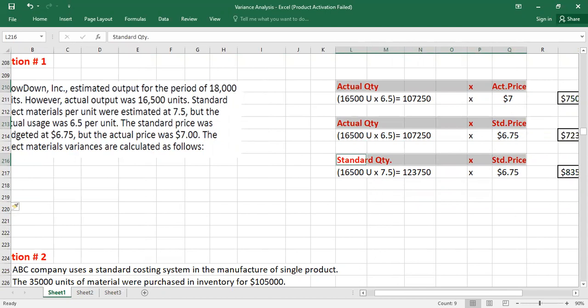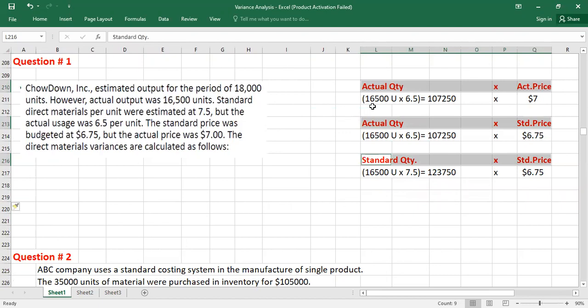Actual quantity we can calculate by using actual output, which is 16,500 units. It is given in the question. You will multiply with the actual usage, and actual usage is also given as 6.5 per unit. Once you multiply 16,500 units times 6.5, this will give you an actual quantity of 107,250, and we will multiply with the actual price, which is also given here as $7. You can see it in the question.